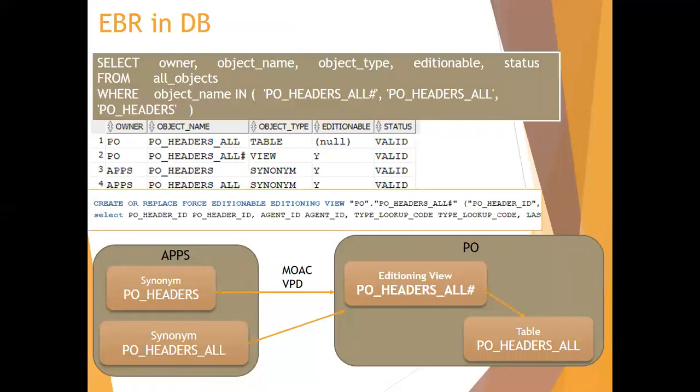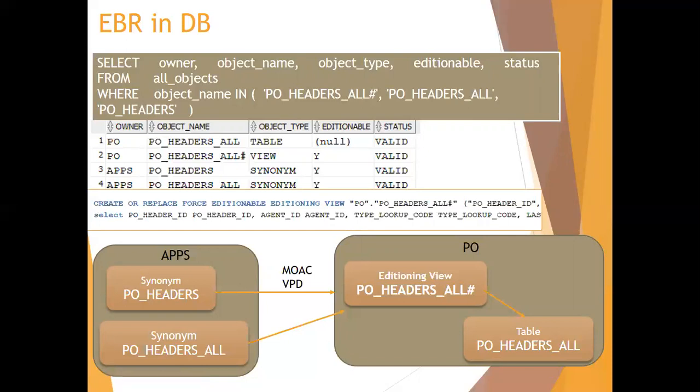In the edition-based redefinition concept of this database, if you observe, in E-Business Suite, as a developer, you always access any of the database components using the APPS schema. For the PO headers purpose, we know that PO_HEADERS_ALL is for purchase order header information. The owner of this PO_HEADERS_ALL table is PO. But in the owner PO, you will find another object, a view with a hash.